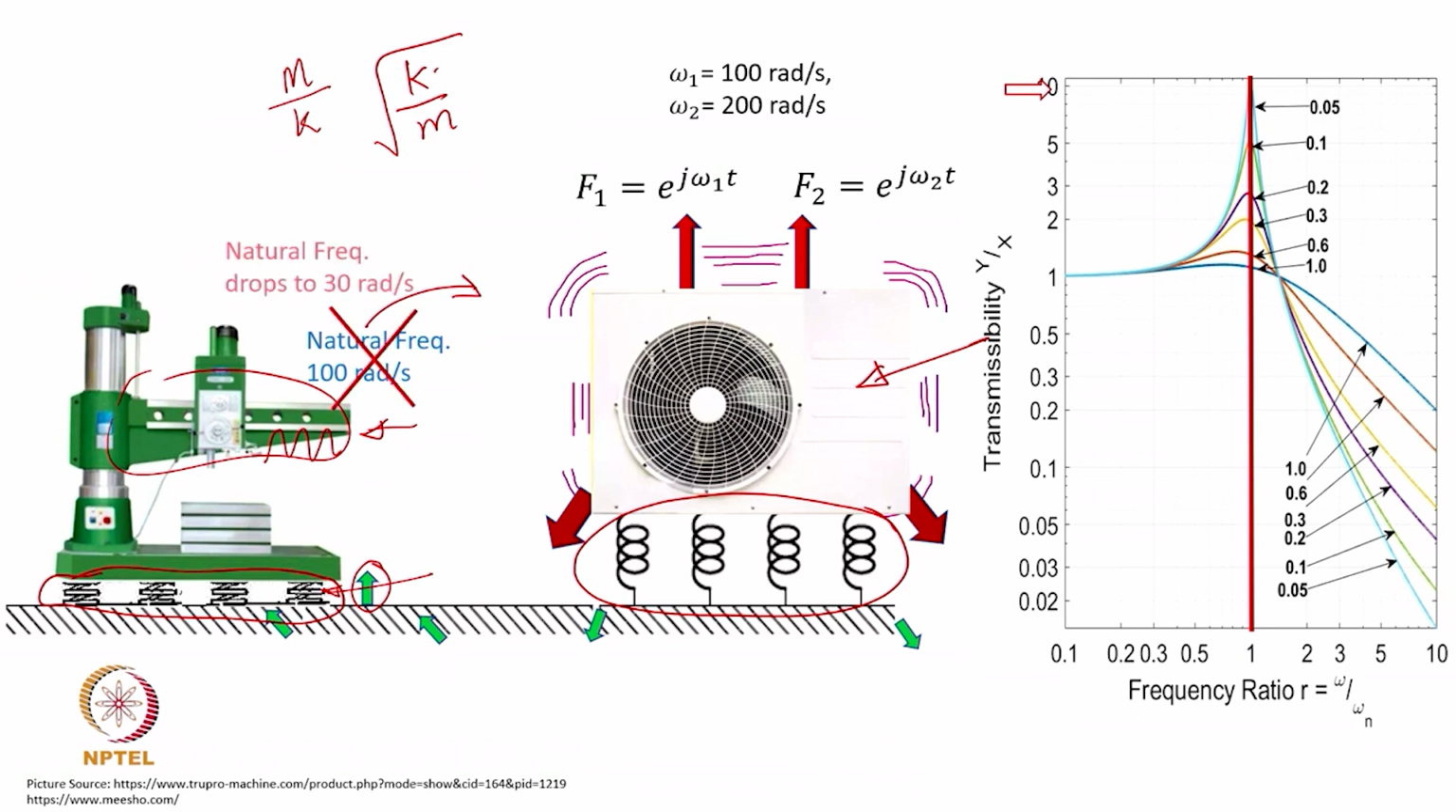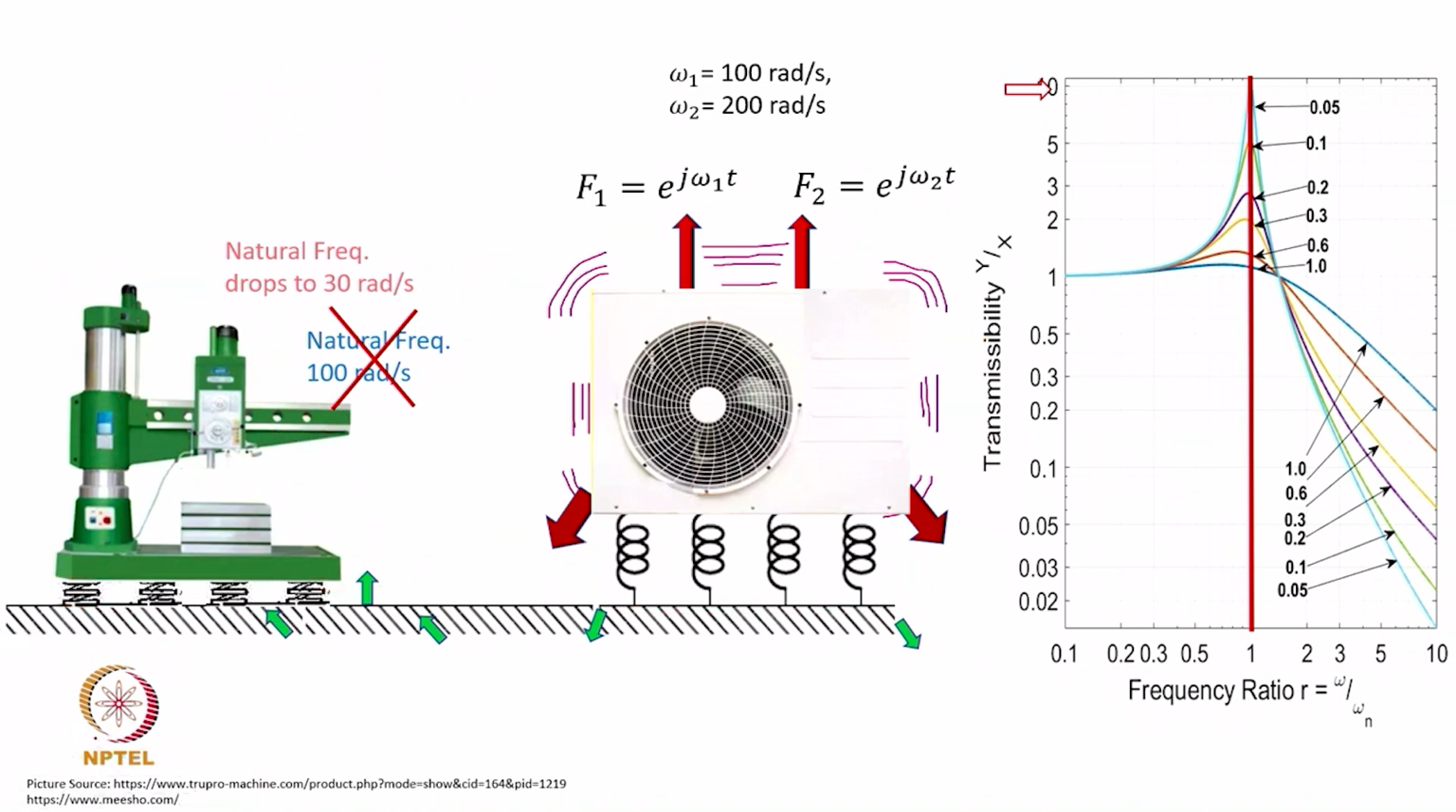Yes. Let us say by proper choice of these springs, your natural frequency drops to 30 radians per second. It is quite possible. For the same mass, you are reducing the value of k and ensuring that the natural frequency gets reduced to a very low value. Okay.